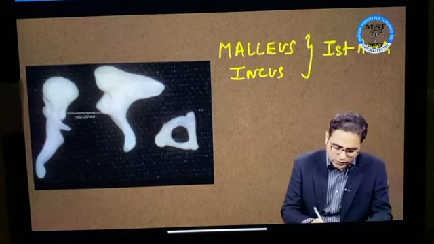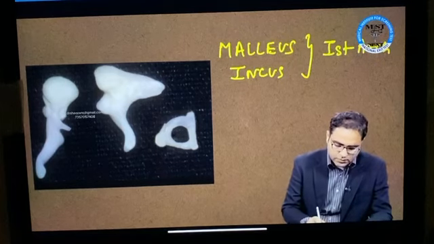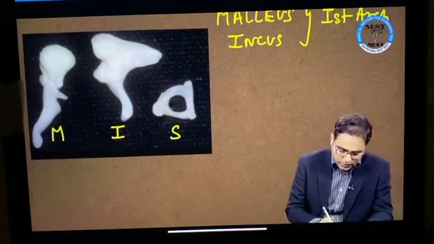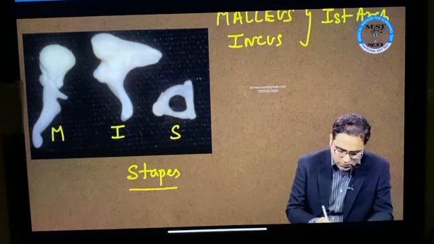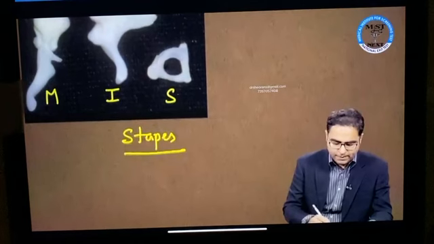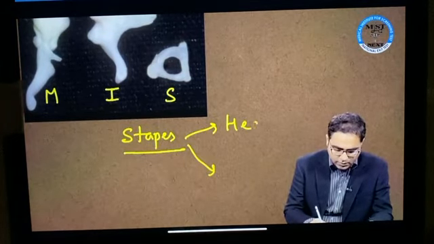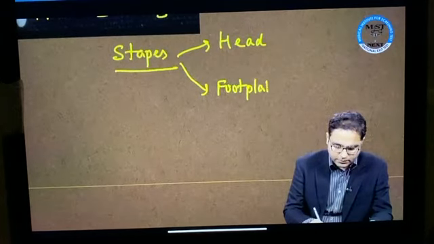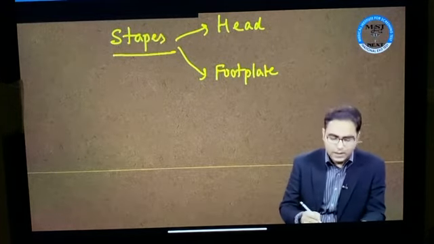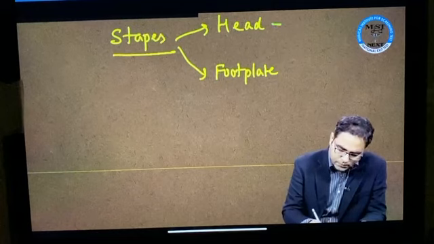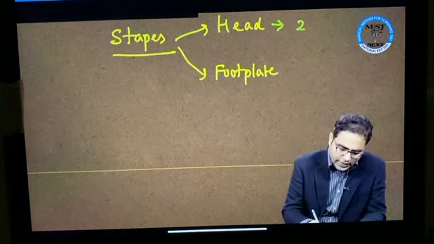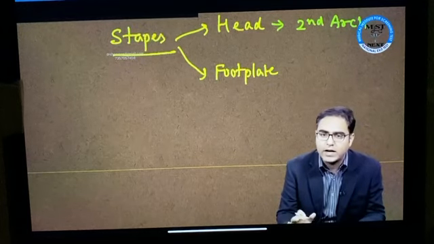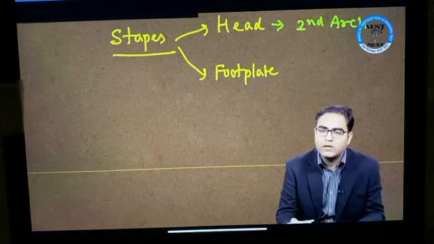Now, next one, stapes. This is malleus, this is incus, this is the stapes. Please see, stapes has two developments: one is the head, the other is the foot plate. The head develops from the second arch. I hope you remember I told you the whole ear developed from first arch and second arch. Pinna developed from first and second arch. Ossicles developed from first and second arch.